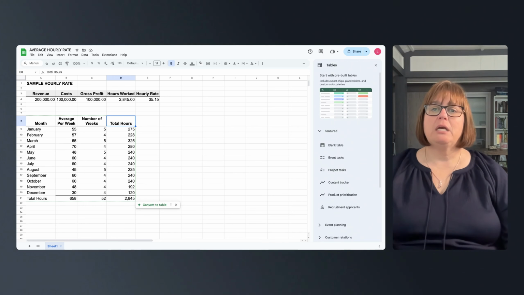And if your firm revenue was $200,000 last year, costs were $100,000, and you worked 2,845 hours, your real hourly rate is $35.15 per hour. This includes that there's some overtime in here. So would you be able to afford an employee to pay that?